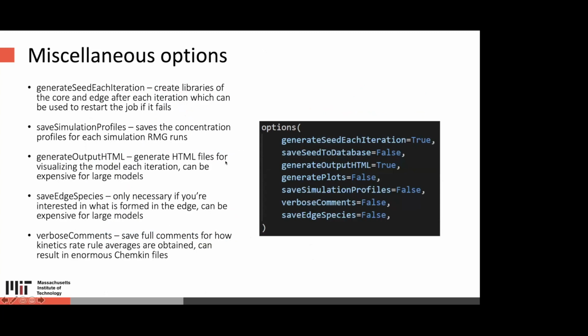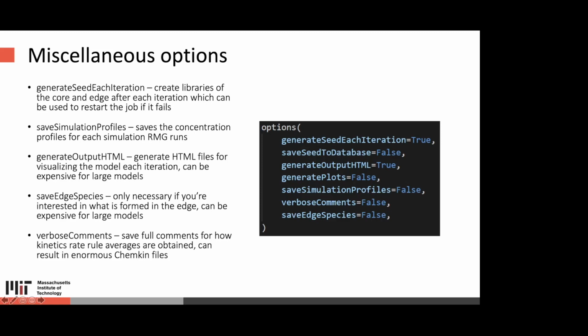So for the miscellaneous options section here, the first one is generate seed for each iteration. If you set this to true, it will create the libraries of the core and edge after each iteration during your job run, which can be used to restart the job if it fails somehow or at some point.